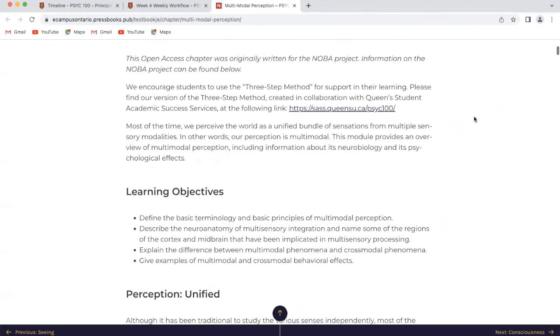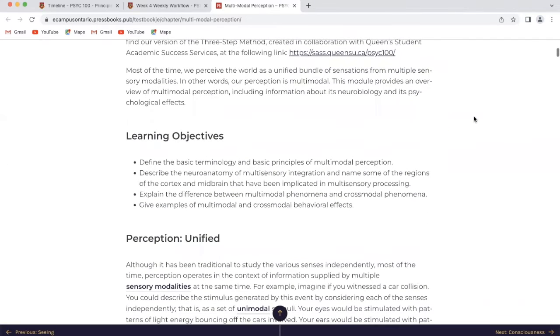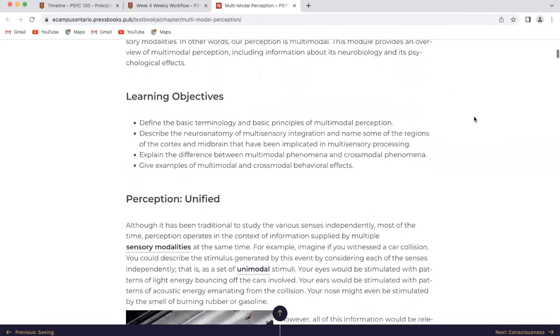The learning objectives: define the basic terminology and basic principles of multimodal perception. Describe the neuroanatomy of multisensory integration and name some of the regions of the cortex and midbrain that have been implicated in multisensory processing. Explain the difference between multimodal phenomena and crossmodal phenomena. Give examples of multimodal and crossmodal behavioral effects.